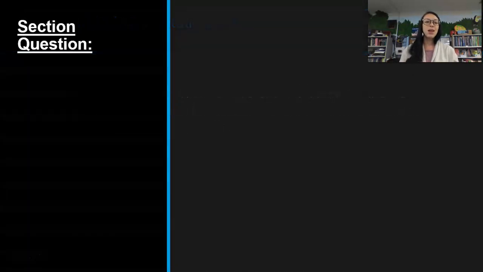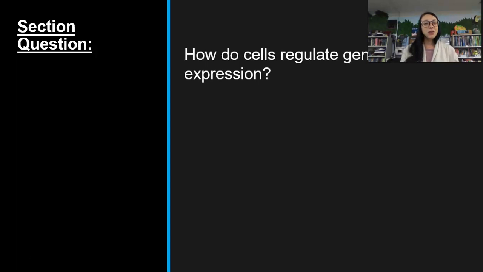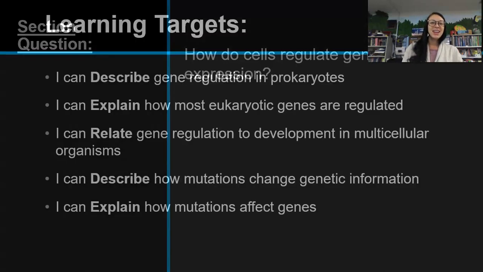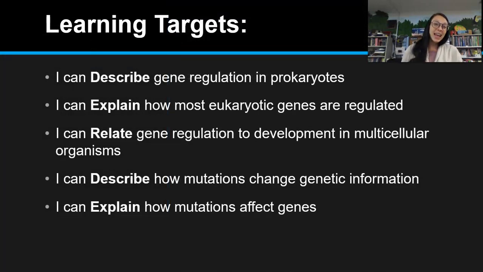So, can you tell me how cells regulate gene expression? Do so as specifically as possible. And if you can't, there's some great information in your textbook to help remind you. Additionally, ask yourself, can you describe gene regulation in prokaryotes? Can you explain how most eukaryotic genes are regulated? Can you relate gene regulation to development in multicellular organisms? Can you describe how mutations change genetic information? And can you explain how mutations affect genes?